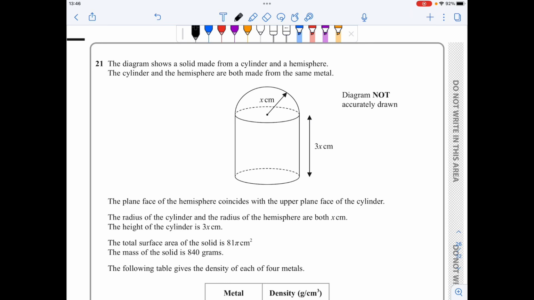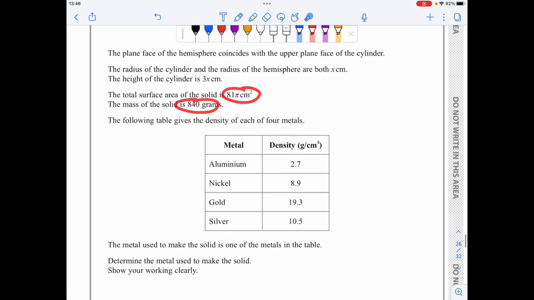In question 21, I'm given this solid. I am given its area and the mass, and I need to find which one from this list the solid is. Now I know that density is equal to mass over volume, so I'll find the volume, divide mass by the volume, find the density, and look this up from this table. In order to find the volume, I'll first use the area to find x, and then I'll be able to find the volume.